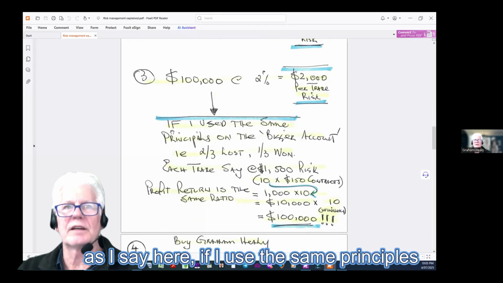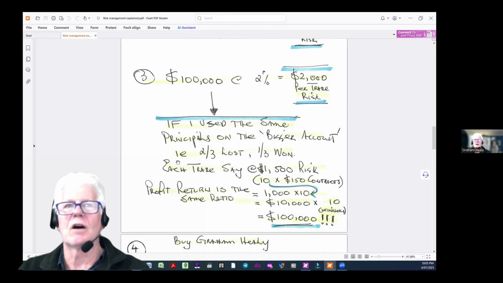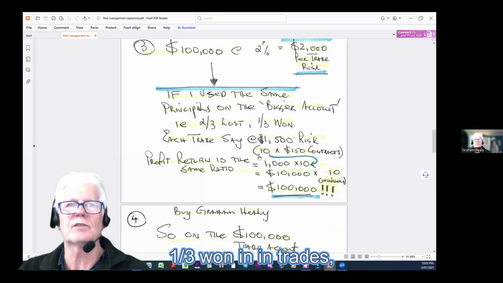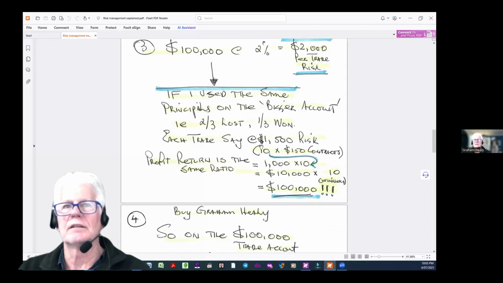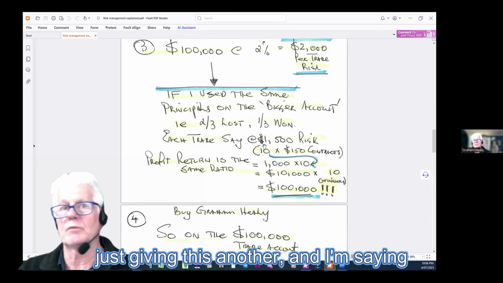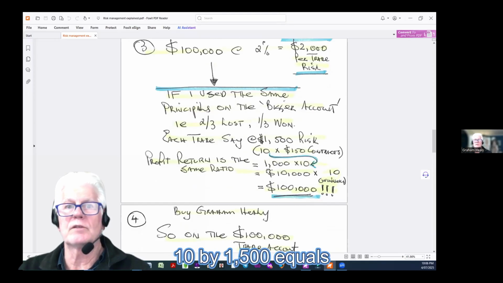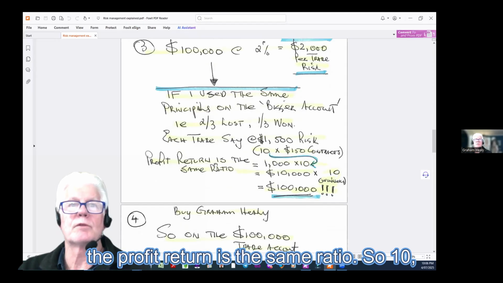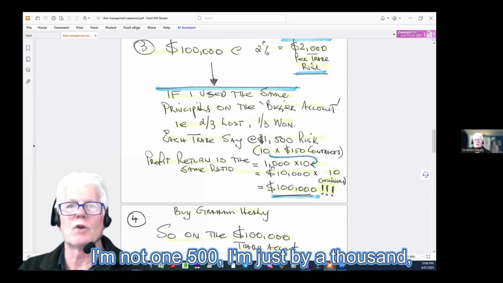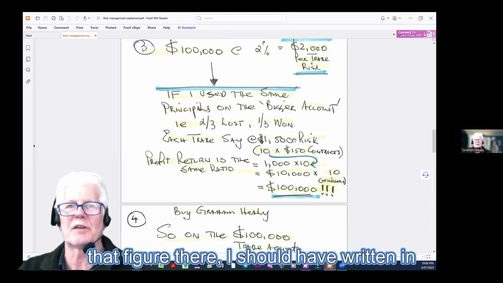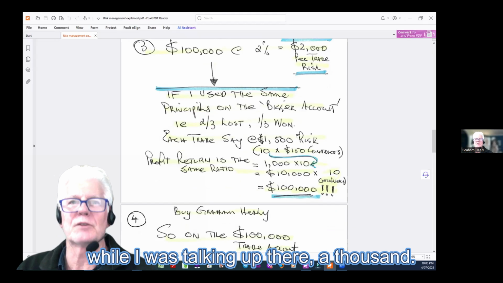So, as I say here, if I use the same principles on the bigger account, i.e. 2/3 lost, 1/3 won in trades, each trade, say, I'm saying 1,500 risk. 10 by 1,500, the profit return is the same ratio. I'm just going by 1,000, say this was that figure there. I should have written in 1,000 while I was talking up there.